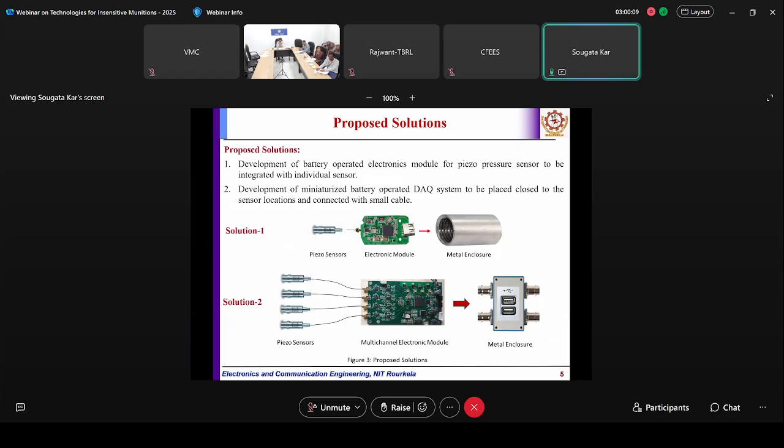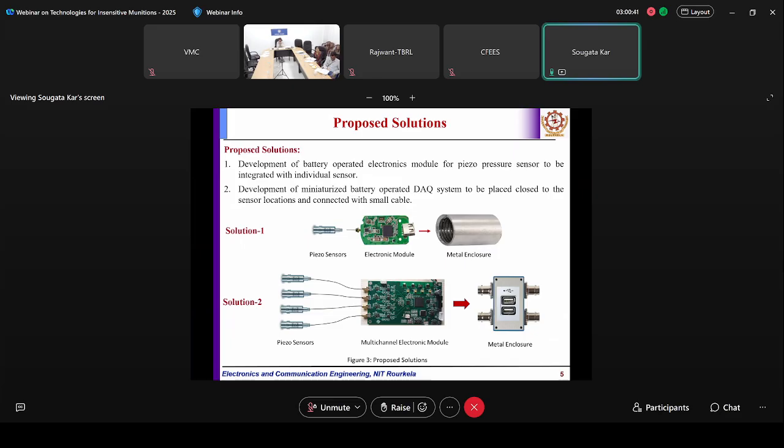Now we can develop a multi-channel data acquisition system where we can connect multiple sensors. Here I have shown 4 sensors, and it can be more than 4 also. Multiple sensors will be connected to the data acquisition system, and we will develop the data acquisition card itself. If it is a 4 channel system, then 4 such electronics modules will be integrated in a single module, placed within a metallic enclosure.